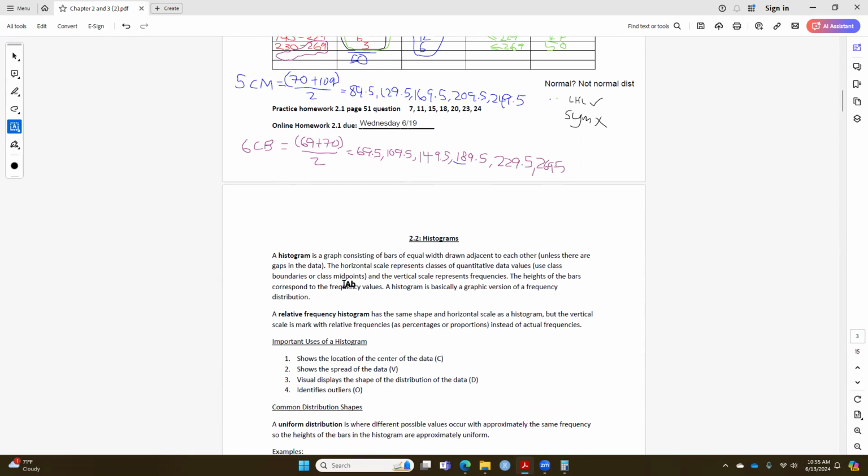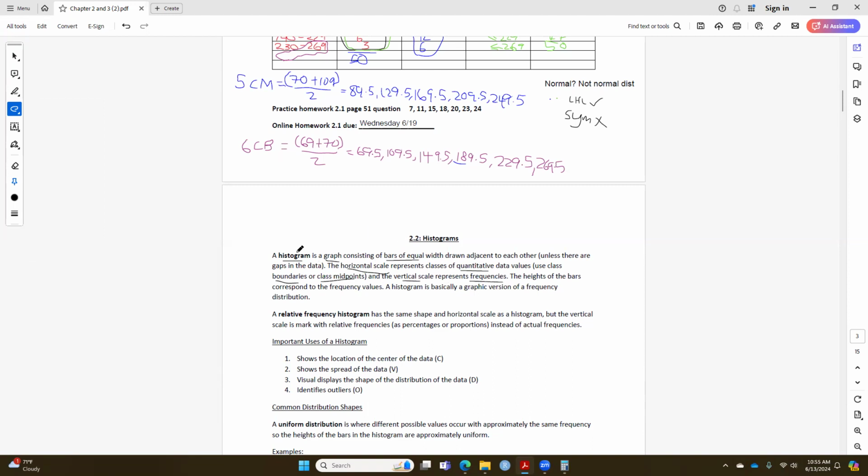So what is a histogram? A histogram in this case is a graph that consists of bars that are drawn adjacent to each other. The horizontal scale is for quantitative data. It has to be a quantitative variable. And the horizontal scale has to use either class boundaries or class midpoints. And the vertical scale is frequency.